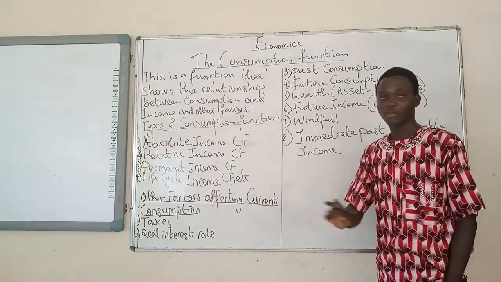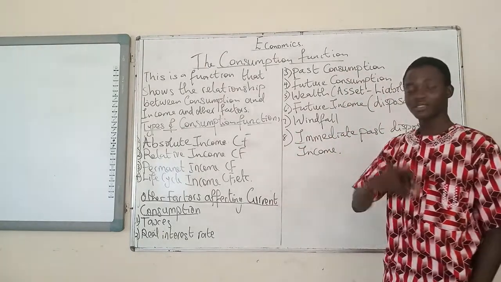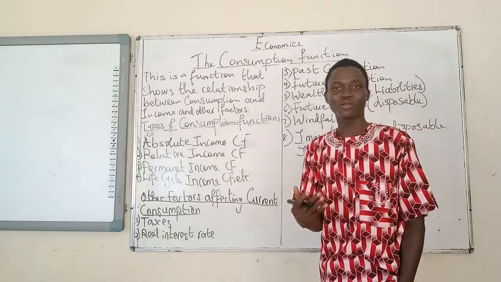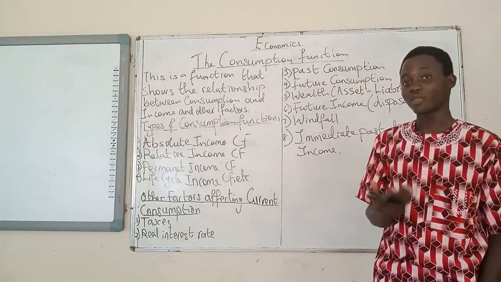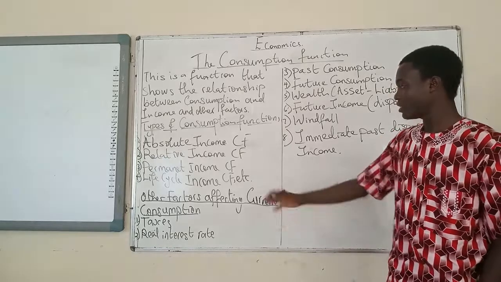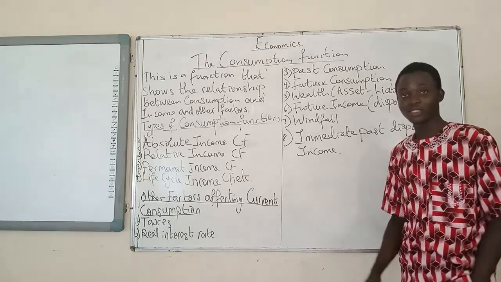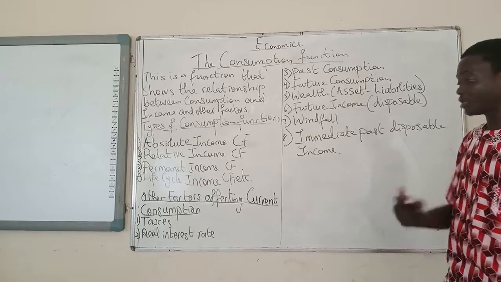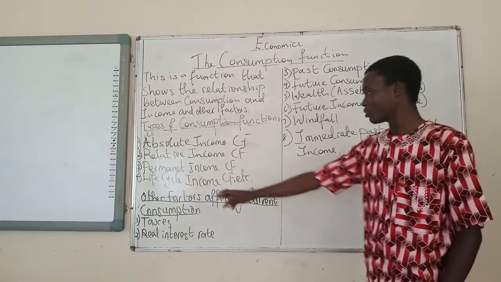I was saying at the beginning that the different types of income are not the only factors influencing the consumption behavior of individuals and households. So I've listed some other factors that can influence the consumption pattern of people and households. Number 1 is taxes.